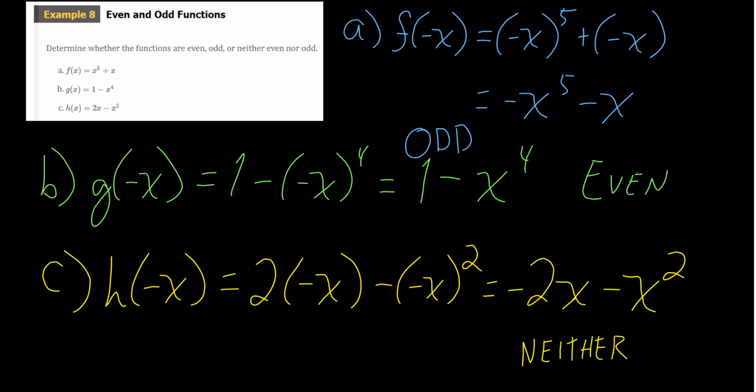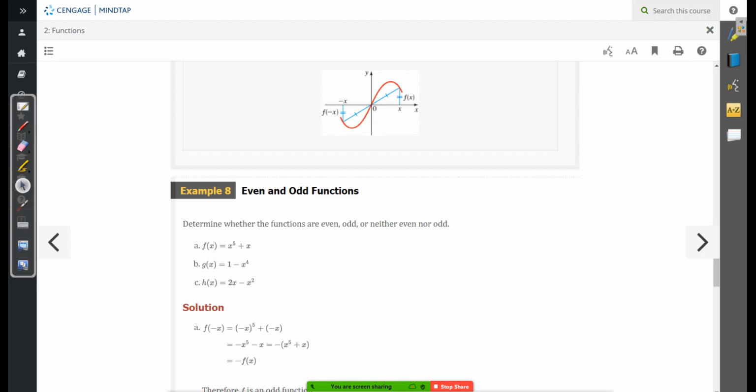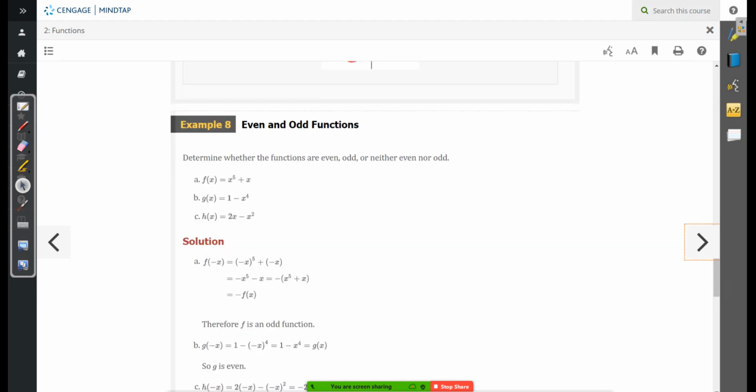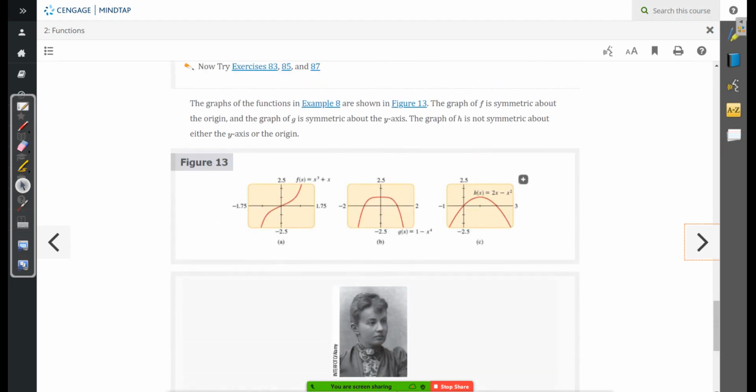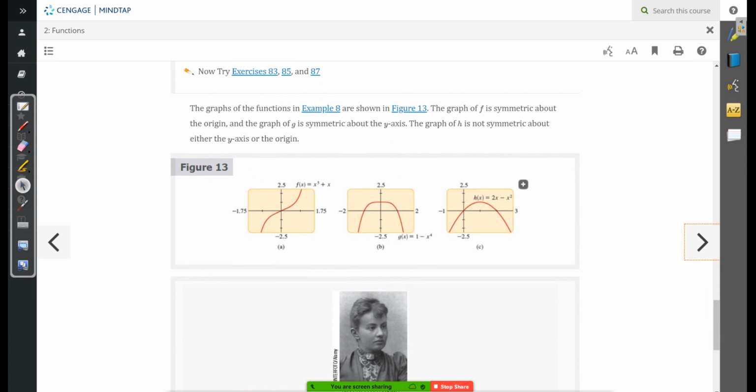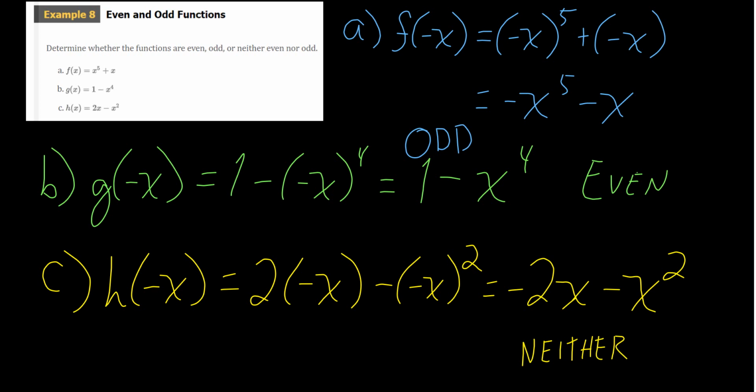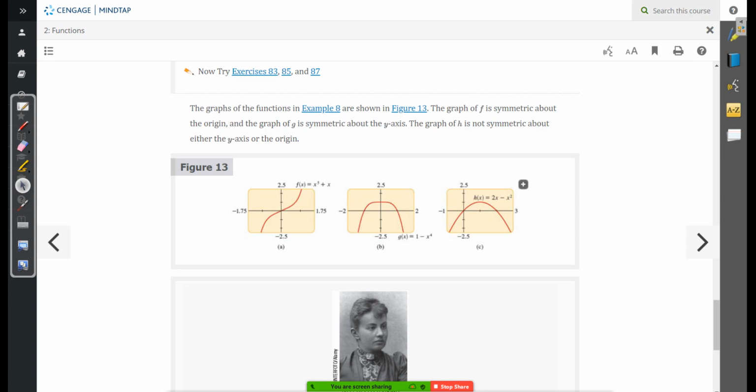Okay. So those are even and odd functions. Obviously, this would be looking at it algebraically. And if you graphed it, you can see that A would be symmetric about the origin, B would be symmetric about the y-axis, and C wouldn't be symmetric anywhere. Let's see if they have those graphs. They do. Okay. So let's see. Do I have room? Not really. So we'll just look at these.